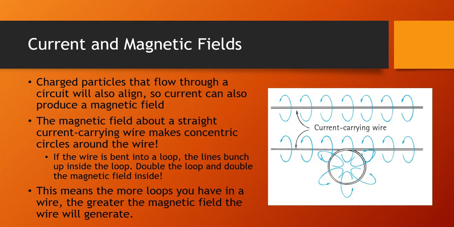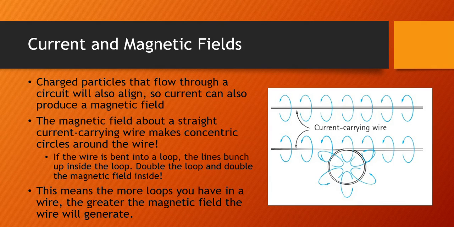A similar type of alignment occurs when you have electrons moving inside of a wire. Those electrons are exposed to an electric field due to the potential difference in the circuit. Because of that electric field, the electrons align, and when they align, they generate a magnetic field. And so you find that there is a magnetic field around wires that carry current. The magnetic field goes around in circles around the wire.